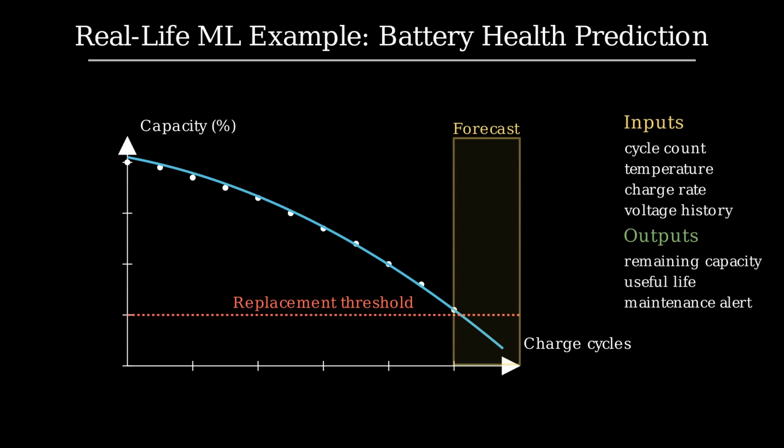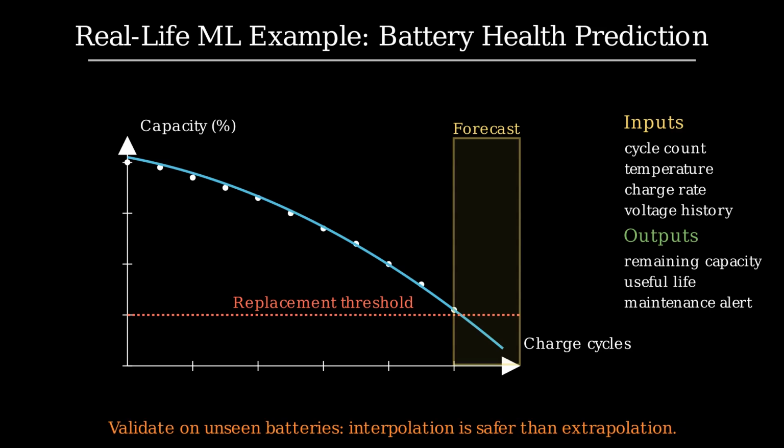Modern machine learning models can use several inputs at once, including temperature, charge rate, and voltage history. The fitted function then becomes a surface in many dimensions rather than a simple line on a graph. The model must be tested on batteries it did not see during training. Predictions inside the observed range are usually safer than long-range extrapolation.